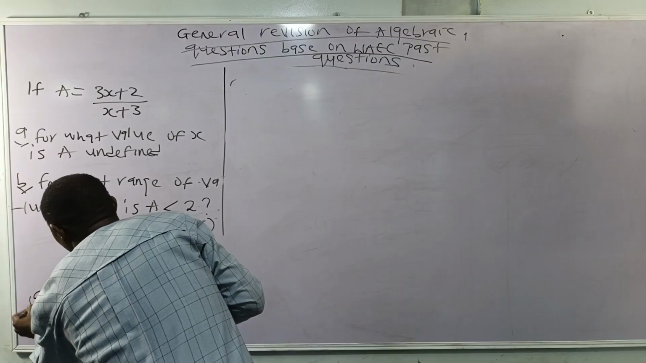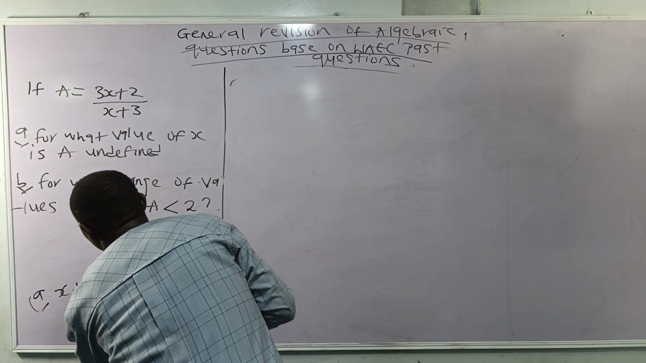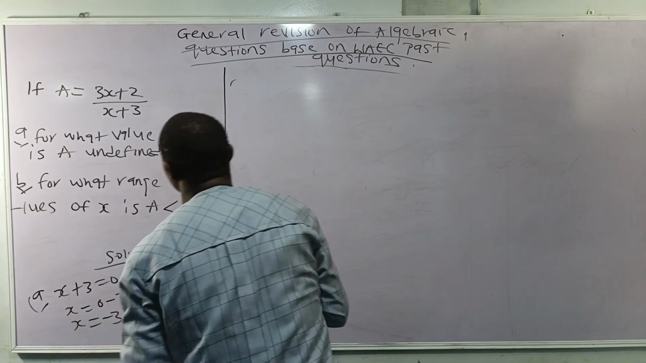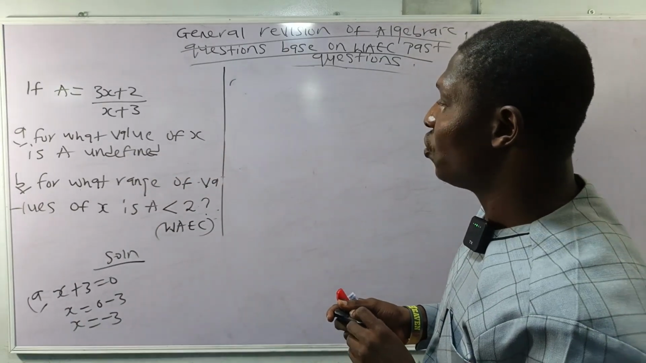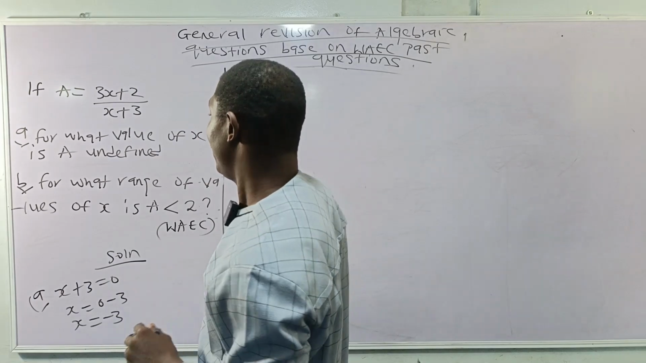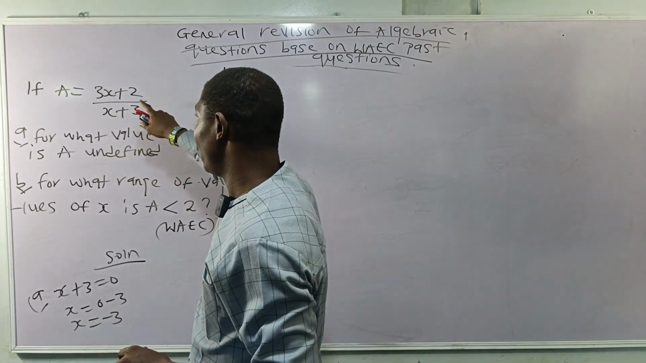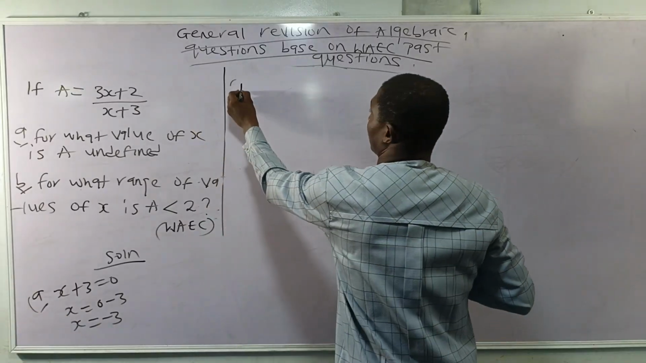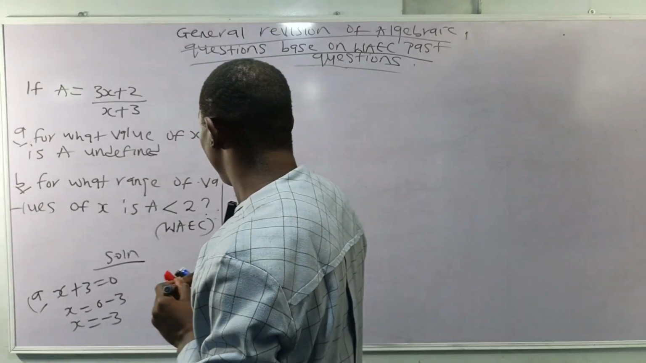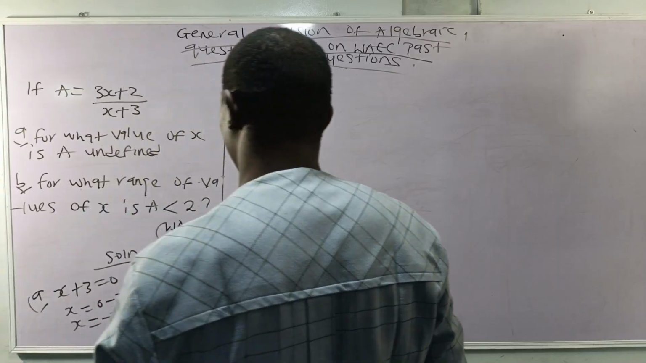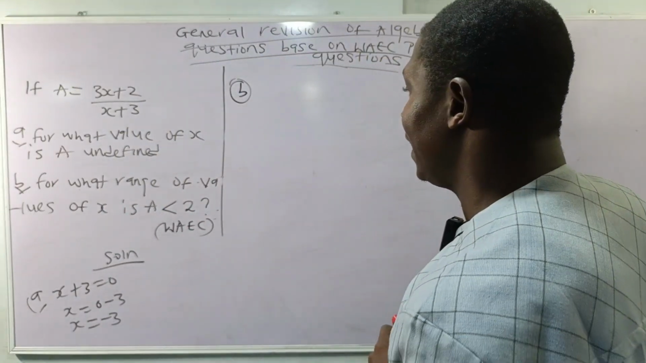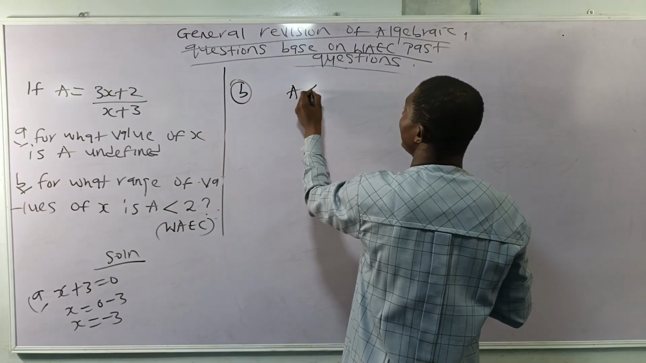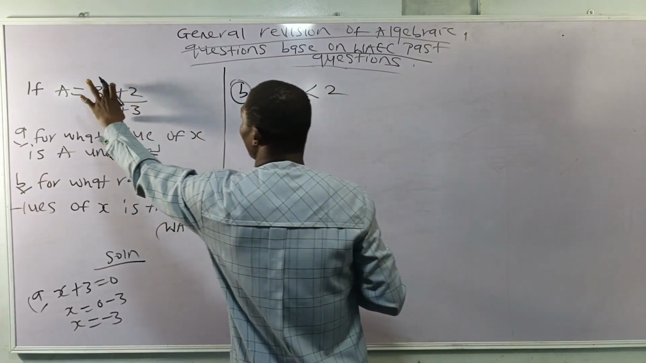And I'll have for A, x plus 3 equal to 0, and x equal to 0 minus 3, and x equal to minus 3. Hence, A is undefined when x is equal to minus 3. Check, if you have minus 3 plus 3, we have 0. And 3x plus 2 divided by 0 is undefined. Our B part says, for what range of values of x is A less than 2? A less than 2, and we know that A is equal to this. So, A less than 2, we simply put the value of A here.